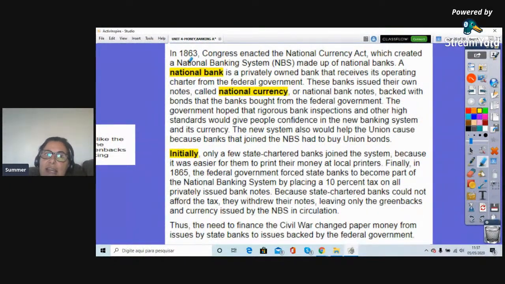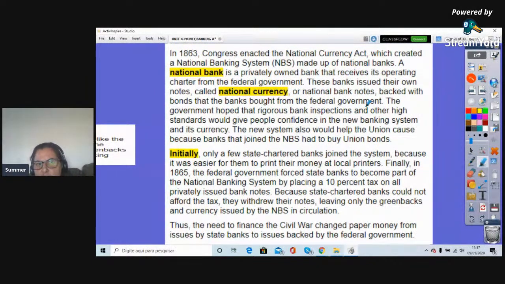So in 1863, the National Currency Act created a national banking system, which was called the NBS, made up of national banks. What is a national bank? It's a privately owned bank that receives its operating charter from the federal government. So these banks issued their own notes, which were called national currency or national bank notes, which were backed with bonds that the banks bought from the federal government.